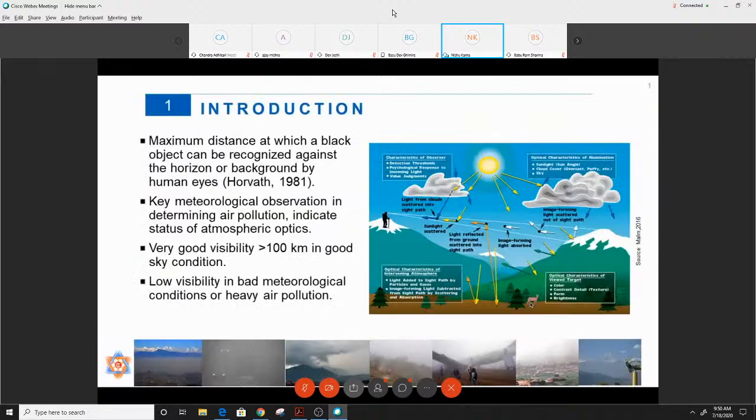Visibility is a very simple concept. It is the maximum distance at which a black object can be distinctly seen. It is a key observation in determining air pollution and the status of optical properties of the atmosphere. As seen in this picture, the seeing process depends on many factors like optical properties of illumination, the source itself, the object being seen, the intervening medium, and finally, the characteristics of the observer.